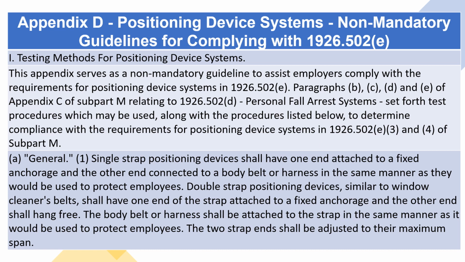General. 1. Single strap positioning devices shall have one end attached to a fixed anchorage and the other end connected to a body belt or harness in the same manner as they would be used to protect employees.